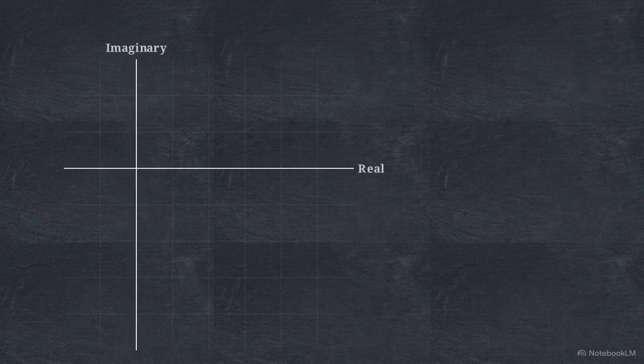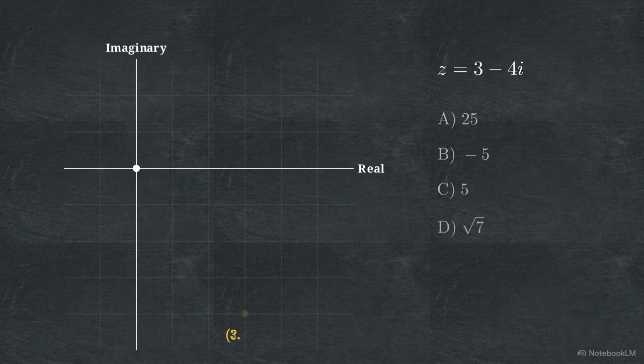How do we measure an exact physical distance in a mathematical system built on imaginary numbers? The modulus represents a measurable line stretching from the origin to a point in space. To find the modulus of z equals 3 minus 4i, we choose between four options: 25, -5, 5, or the square root of 7. To reach the correct result, we must translate this algebraic equation into pure geometry.